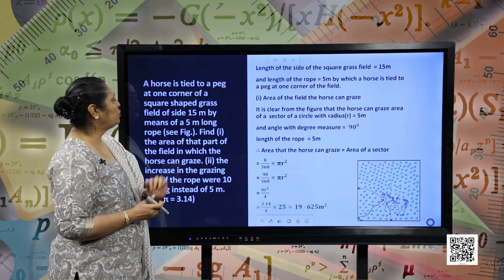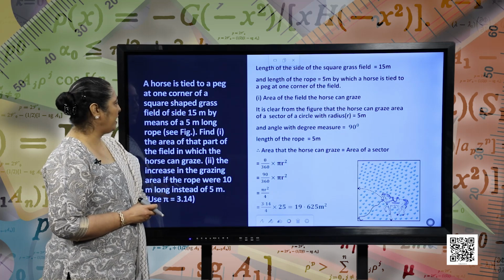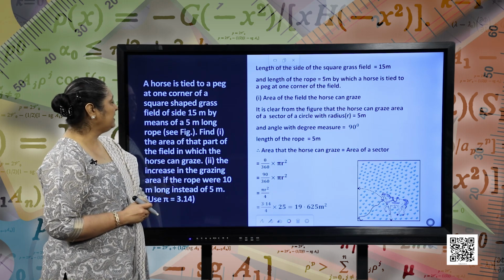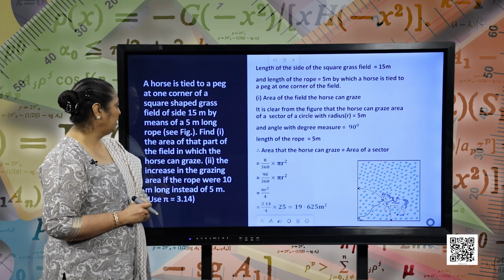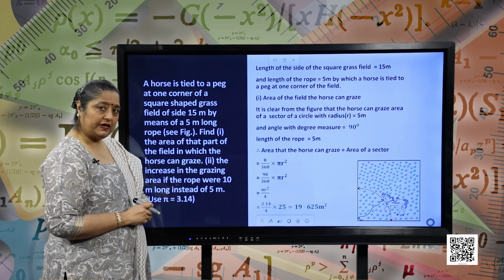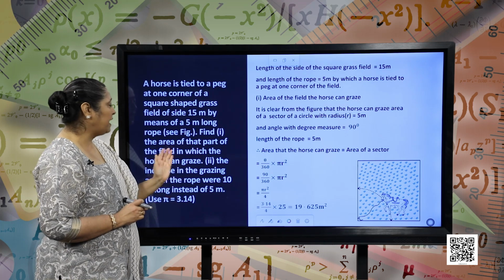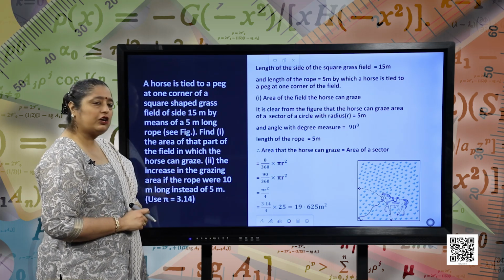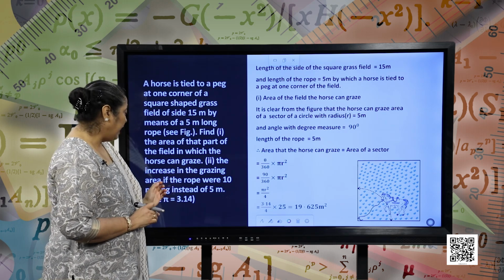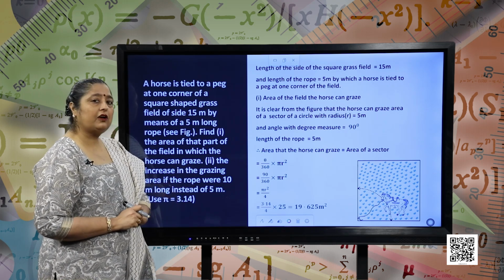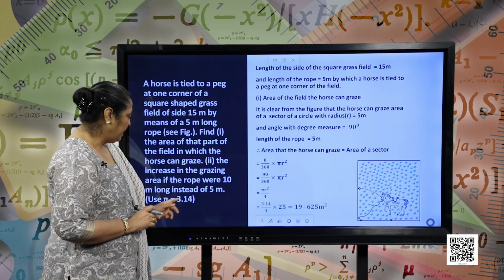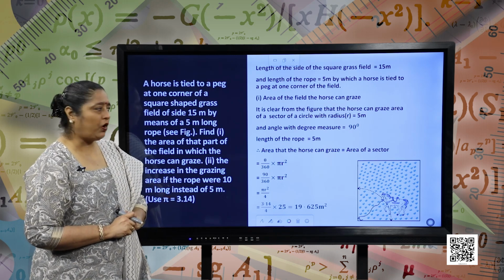A horse is tied to a peg at one corner of the square shaped grass field of side 15 meters by means of a 5-meter long rope. Let us see the figure. There the figure is. Find the first part, the area of that part of the field in which the horse can graze, and second part, the increase in the grazing area if the rope were 10-meter long instead of 5 meter. The pi value is given as 3.14.